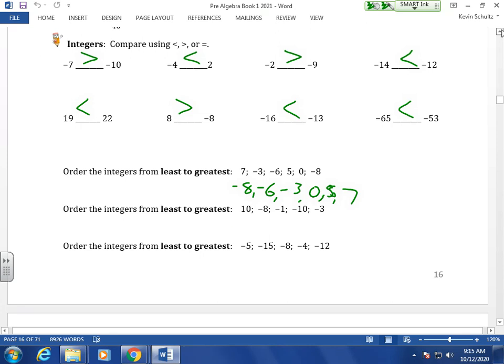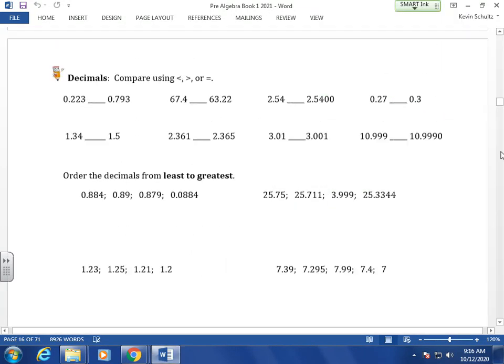Next one, -10 is the smallest. So -10, -8, -3, -1, and +10. Just the exact order they would be in if this were a number line. Then the last one here, -15, -12, -8, -5, and -4. Questions on integers? Nay? Very well. We move on to decimals.